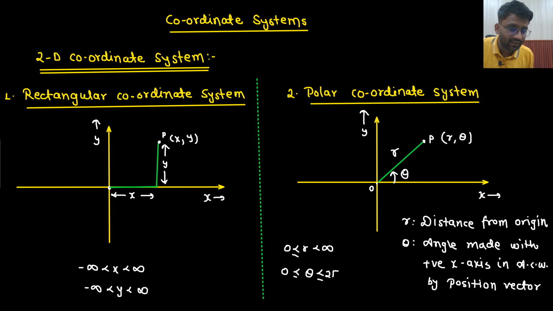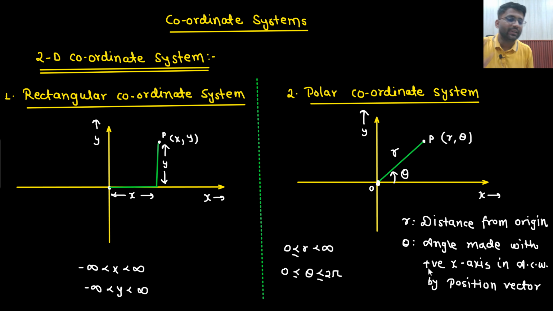What is the value of r here? Here the value of r is 0. And what is the value of r here? Here the value of r is r only. And here the value of r is r by 2. Are you able to understand this point? So the value of r can go from 0 to infinity.